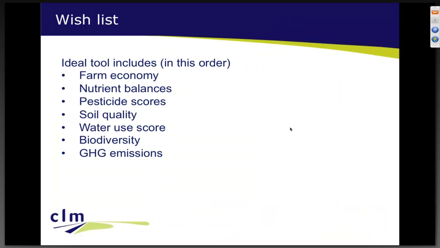Concluding, my last sheet is the wish list for a good tool. In this order, for the farmer includes this: farm economy, nutrient balances, pesticide scores, soil, water, biodiversity, and greenhouse gas emissions. So for the farmer, this is the order of interest I think he has when you look at impact on the farm economy, on the yield, and eventually on the environment.